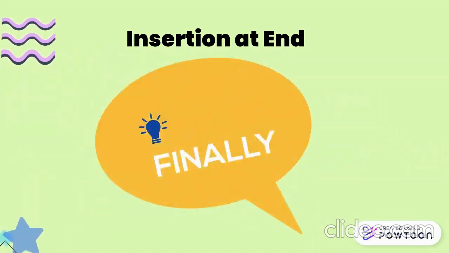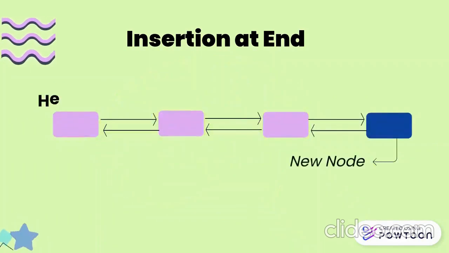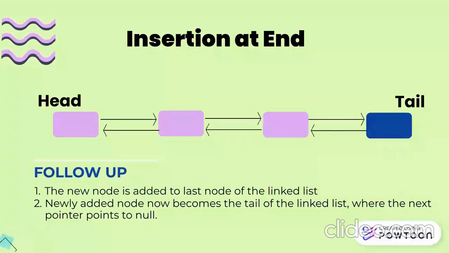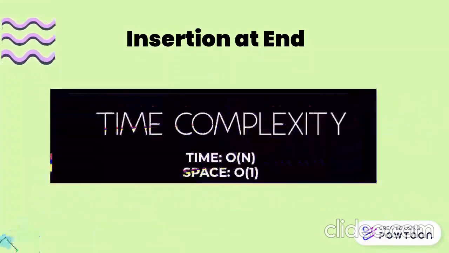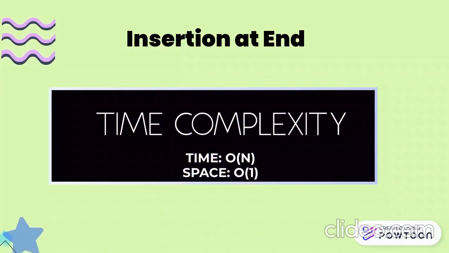Finally, after insertion, it becomes like this. The new node is added at the end and the end node remains as the end. The newly added node now becomes the tail of the linked list, where the next pointer points to null. The time complexity of insertion at the end is O(n) since we have to traverse the whole list, and the space is O(1), which is constant space.